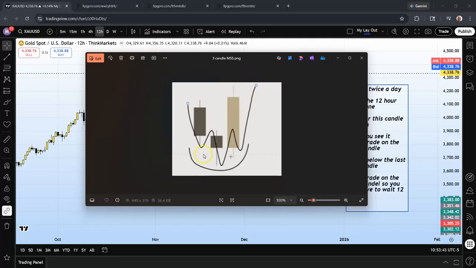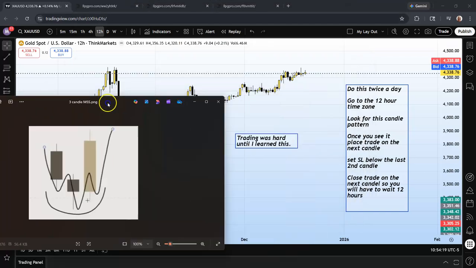So once you see this happening in the charts, you're going to want to execute your trade on the very next candle. Now these candles are 12-hour candles, so it's twice a day. You're going to open your charts at 1700, which is 5 p.m. Eastern Standard Time, if you live in the Eastern Standard Time area, and then again 12 hours later, which is 5 a.m. in the morning. So you can pretty much do this twice a day. That's what you're going to be looking for.